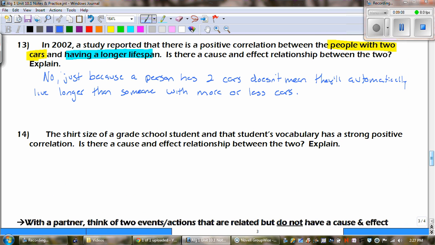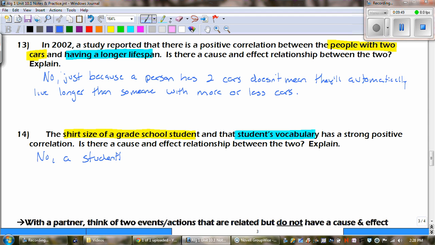Number 14 says the shirt size of a grade school student and the student's vocabulary has a strong positive correlation. Is there a cause and effect relationship between the two? So I'm saying that the shirt size leads to a student's vocabulary. What do you guys think about that? Hopefully, once again, you guys are saying no. That's not true at all.